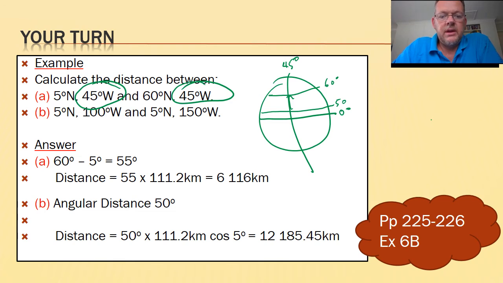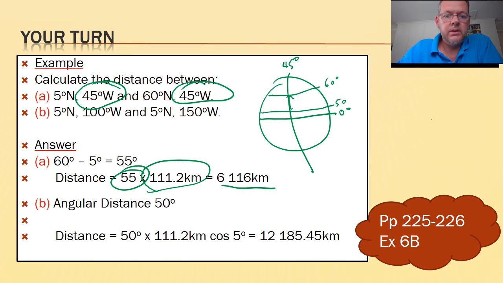So that's a great circle. So we're just going to get our angular distance of 55 degrees multiplied by 111.2 kilometers per degree, and that should be 6,116 kilometers. Let's have a look at the next example.